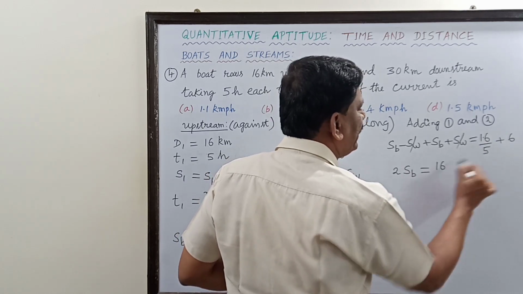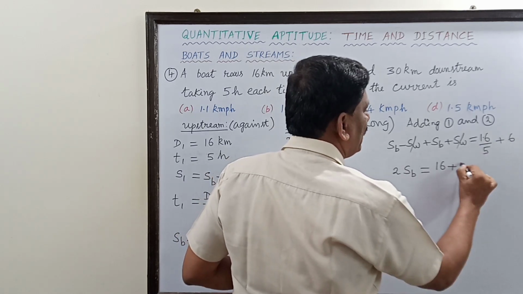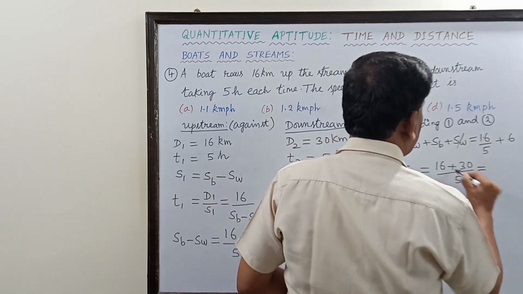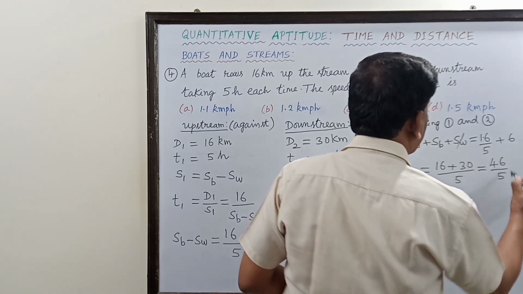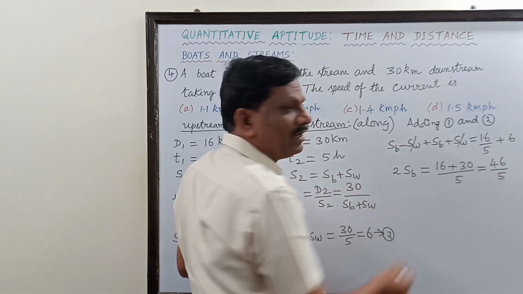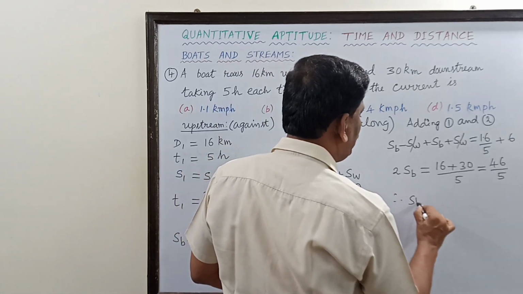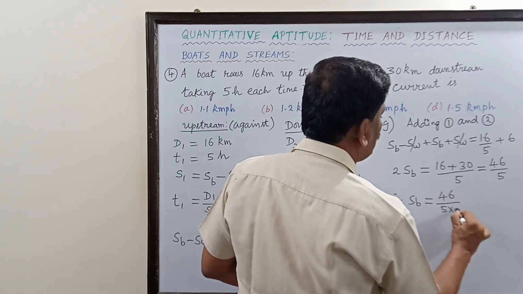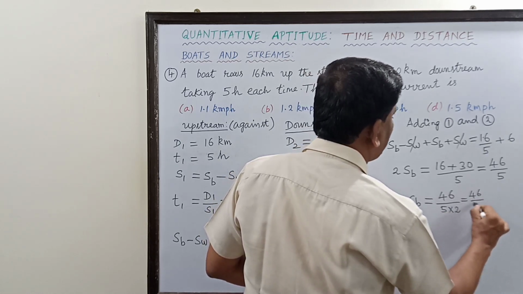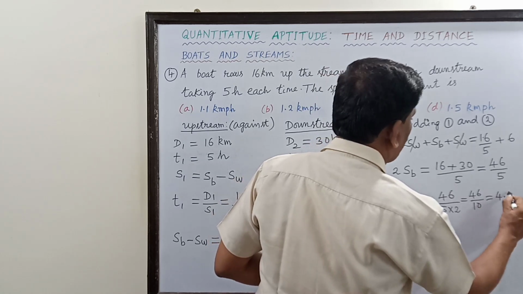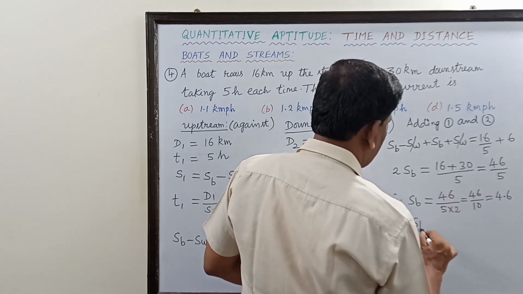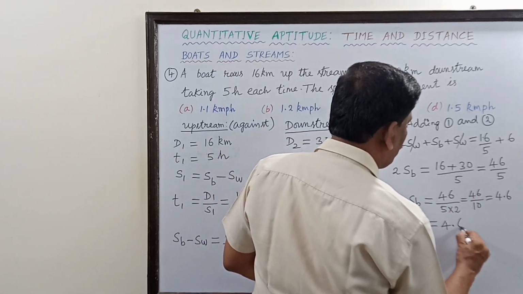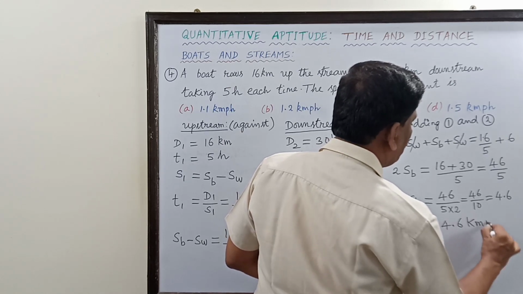So for 16 by 5 plus 6, I take the LCM. 6 fives are 30, divided by 5. So this is equal to what? 46 divided by 5. So 2SB is equal to 46 by 5. Therefore SB is equal to 46 divided by 5 into 2, that is equal to 46 by 10. So this is equal to 4.6. So SB, the actual speed of the boat, is equal to 4.6 kilometers per hour.